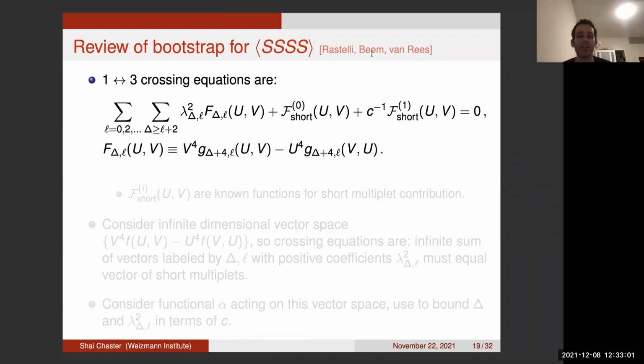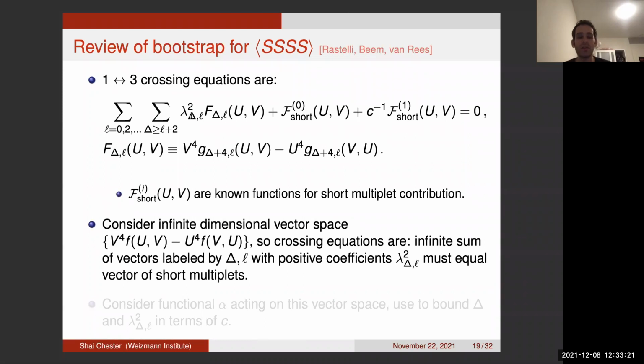So by these excellent authors, you swap the first and third operator, you get crossing equations, which when written in terms of this reduced correlator take the following form. So you get the short contributions, which again don't depend on tau, so they're a bit trivial. And the non-trivial stuff is the long multiplets as usual, which depend on the OP coefficients and the scaling dimensions.